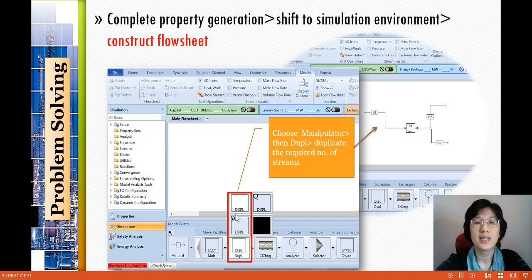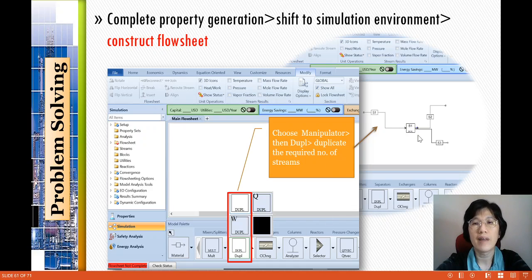As I mentioned earlier, you need a duplicator to duplicate the number of streams. In this case, I'm going to show you two examples. One is the RGibbs, the other one is the RPlug. So we will choose this duplicator under the manipulator block.